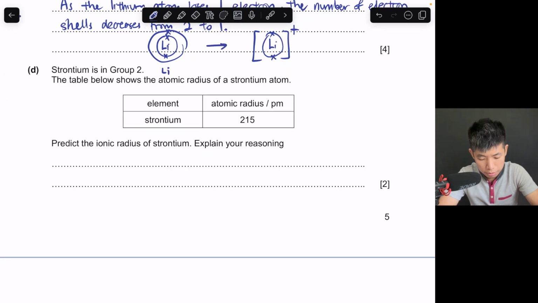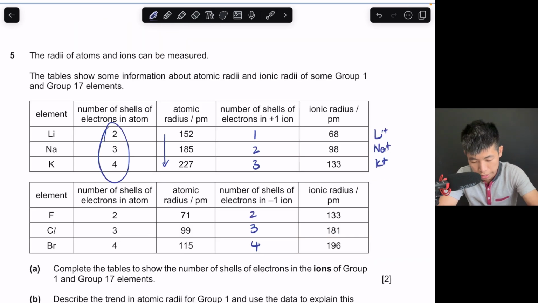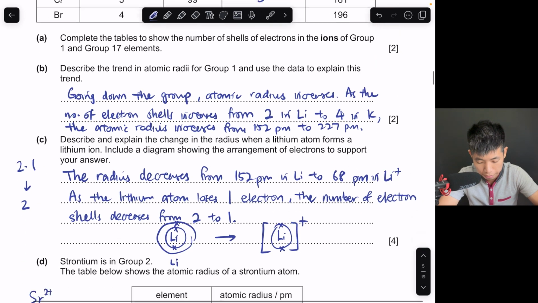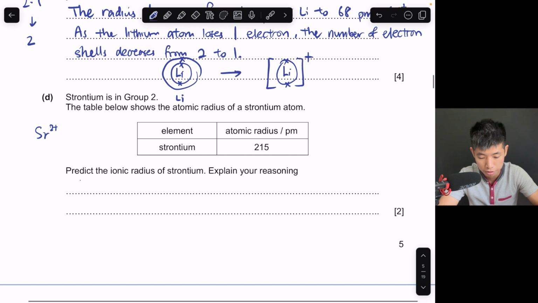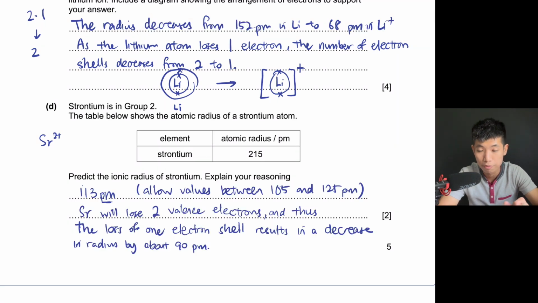Okay, so part D, strontium is in group 2. We know that it loses electrons. You can look at the trend here, going from the atom to the ion, the value decreases by about 90 thereabouts. So you're going to find a reasonable value in the range of maybe 100 plus to 120 plus. Okay, so anything within the range, plus minus, is alright. Remember your units. So when it loses 2 electrons, you're going to lose 1 valence shell, which results in a decrease in the radius by about 90 picometers.